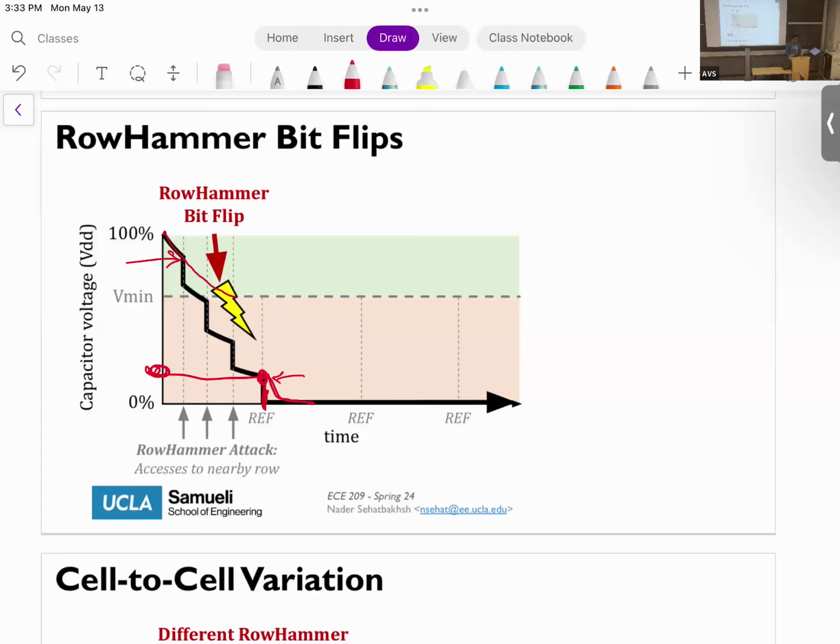Okay, so what used to be 1 and supposed to be like this and then go back up and then go like this, now will go directly to 0. So essentially, by writing to an adjacent row, I'm depleting a nearby capacitor and flipping the bits on that capacitor. Okay, this is what we call row hammer.